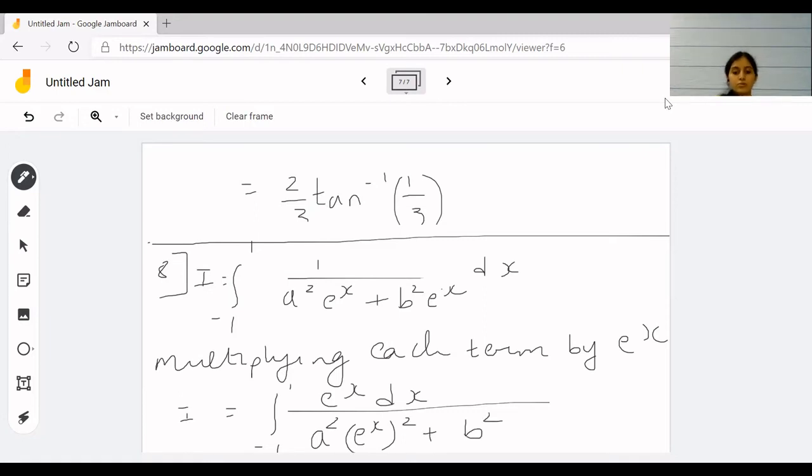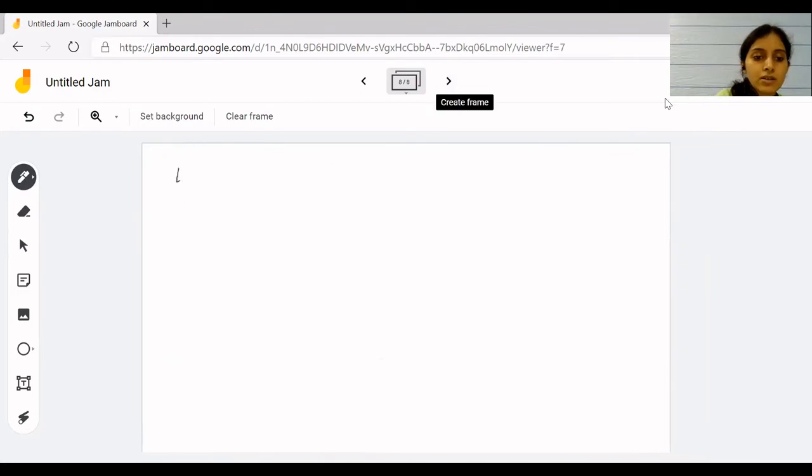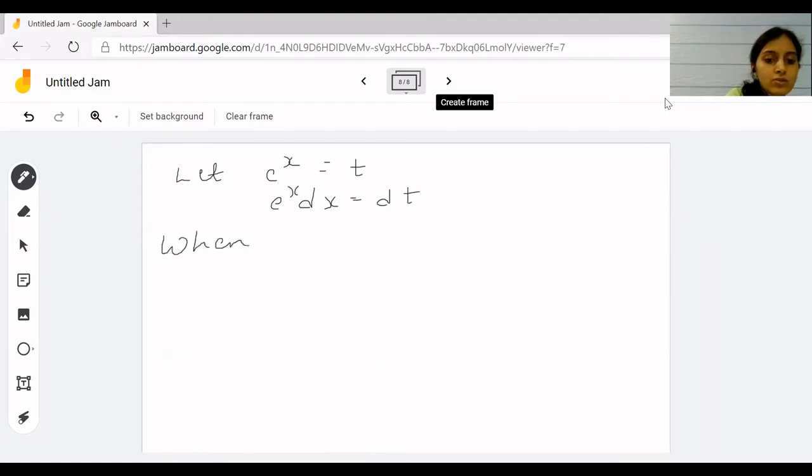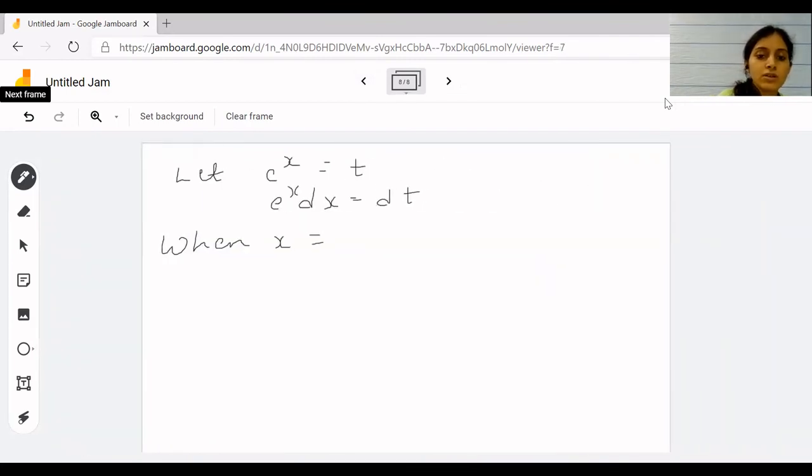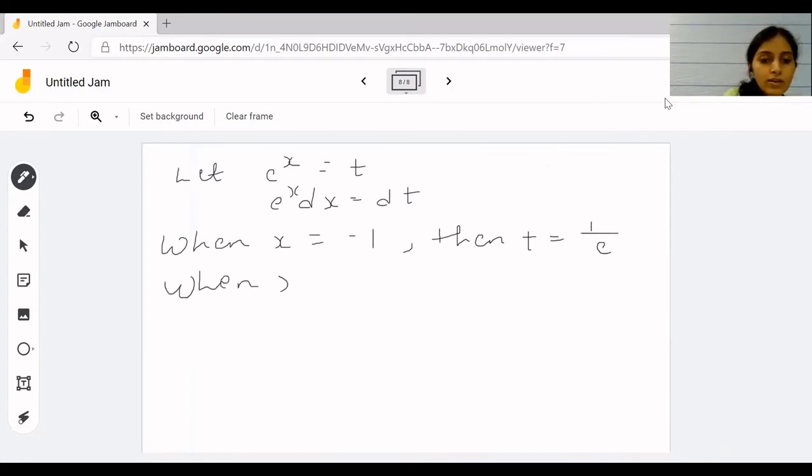Okay, now we are going to do the substitution. Let e raised to x equal to t. So we have e raised to x dx is equal to dt. Important: now we have to change the limit. What is the previous limit? The lower limit is minus 1. When x is equal to minus 1, then t is equal to 1 upon e. And when x is equal to 1, then t is equal to e. So we've done both the limits also.